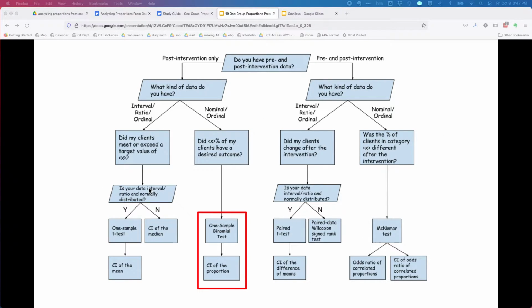In this case, we're in this part of the flowchart. We have post-intervention only data. We're dividing clients into two categories, so that's nominal, and we want to know if some percentage reached our desired outcome.